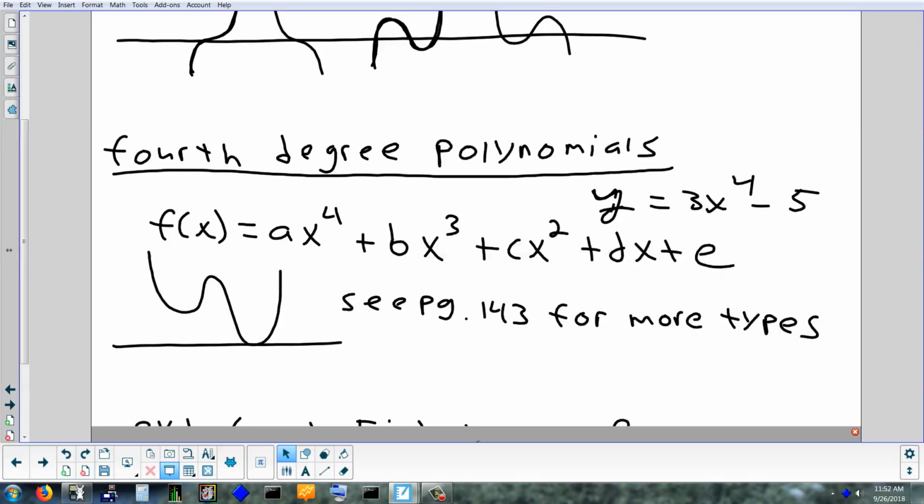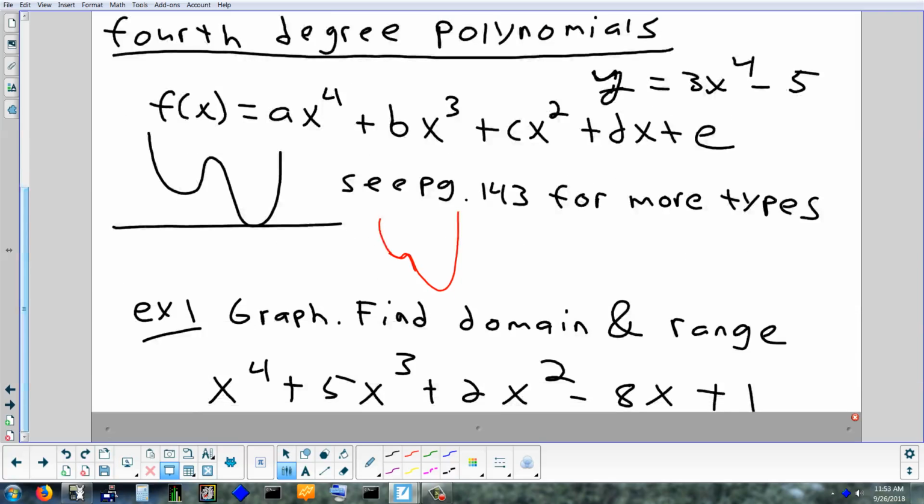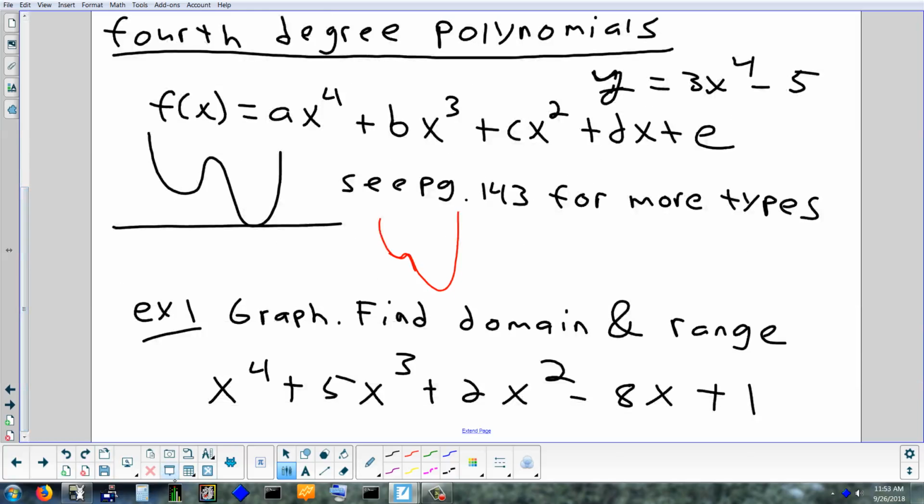And the W shape can flip over. It can be like less of a W shape. It could be more like that. That's still a 4th degree polynomial, just a little different. So let's graph that and see if we can find the domain and range.